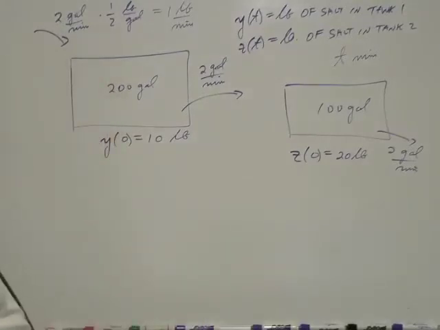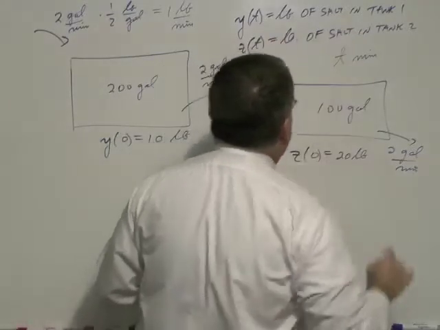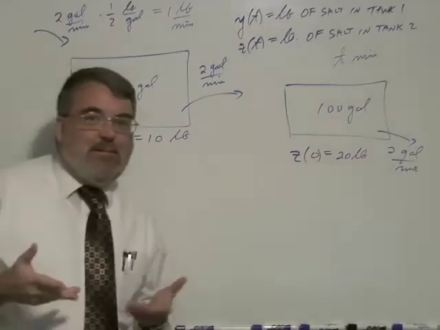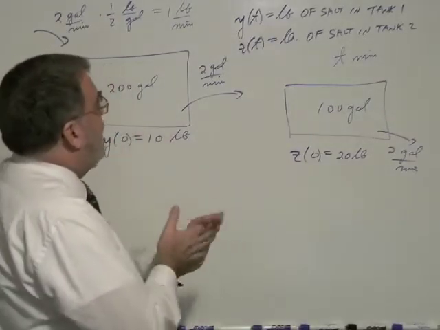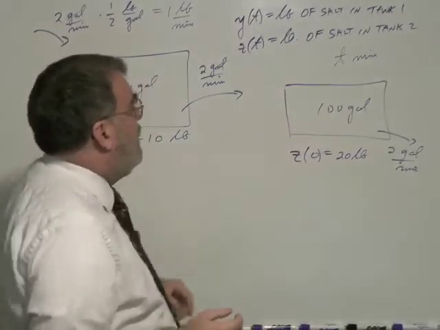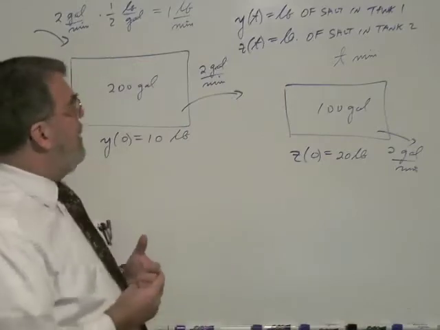Alright, I've let Y of t represent the pounds of salt in the first tank. It doesn't have to be salt, but I'm just using salt here. And Z of t is the pounds of salt in tank 2. So as you might imagine, there are going to be 2 differential equations involved here.